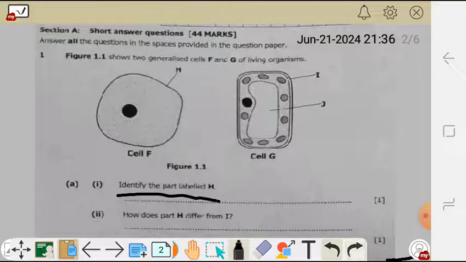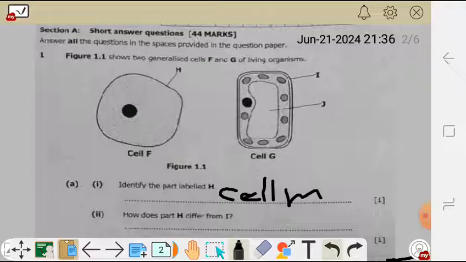So the part labeled H is the cell membrane. That is the cell membrane there.